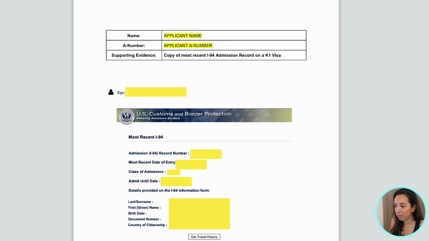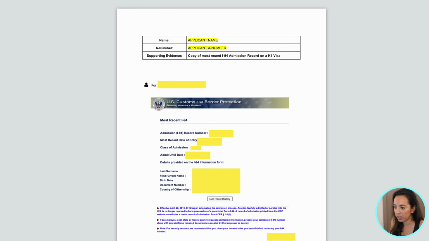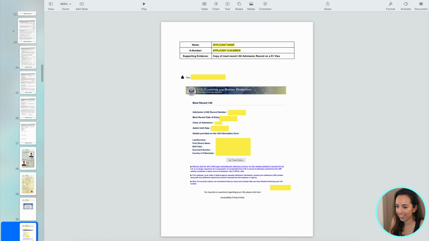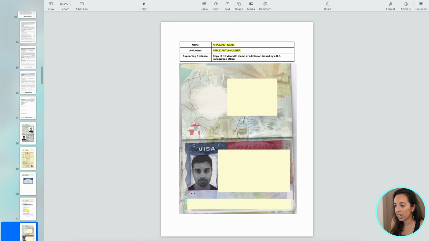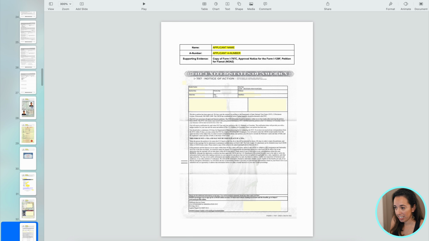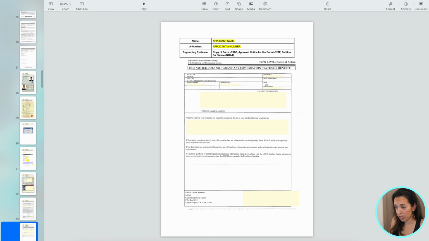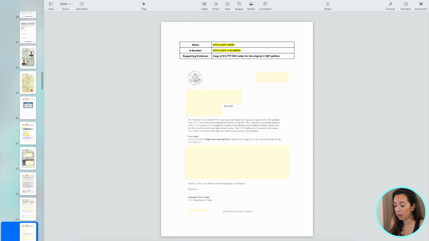And as you can see, we've clearly titled the supporting evidence we're submitting. It was our intention to submit everything as organized as possible to make our application as easy to read and process for USCIS. We then have a copy of the K-1 visa with a stamp of admission. On the next page is our copy of the NOA 2. We followed our NOA 2 along by our NOA 1 as well. Next is a copy of the K-1 NVC letter for the I-129F petition.